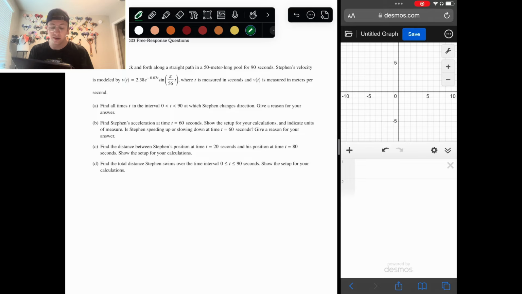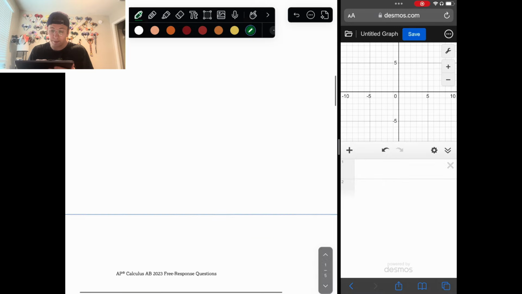Okay, this question is just like a regular particle motion question. It's going to be asking us, is the particle speeding up, slowing down? When's it changing direction? What's the total distance? That type of stuff. But it gives us a little bit more context that this is an actual person swimming in a pool. All right, so let's answer part A.